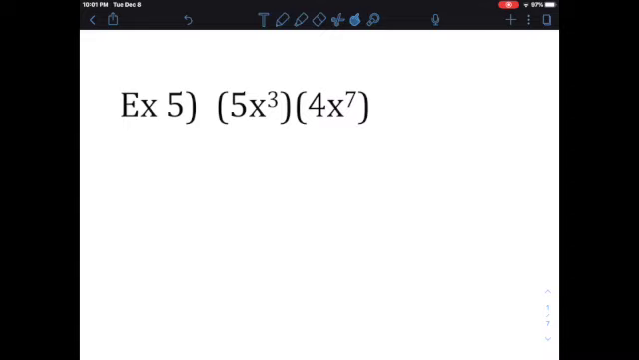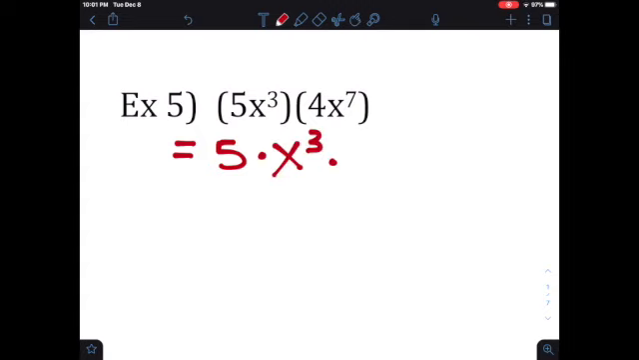So in this case, combine the ones that are the same. When you talk about this whole thing, I want to take it apart so you understand. This is really 5 times x to the 3rd times 4 times x to the 7th. Now if that is the case, you can switch them around, because you know 2 times 3 is the same thing as 3 times 2. The number does not change when you are multiplying.